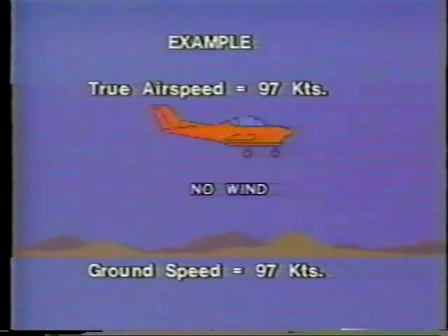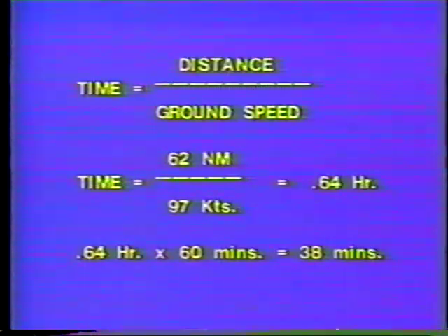In this instance, the wind is calm, so ground speed and true airspeed are the same, 97 knots. This information is the basis for estimating the time to each checkpoint or destination, the time en route, the estimated time of arrival, and the fuel consumption, the dead reckoning aspects of the flight.